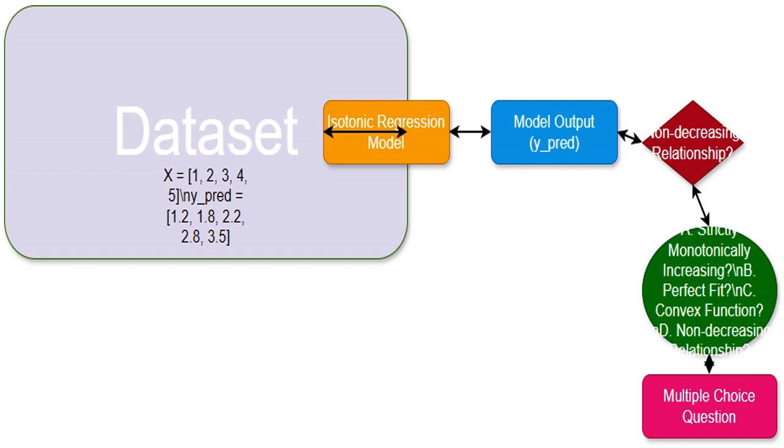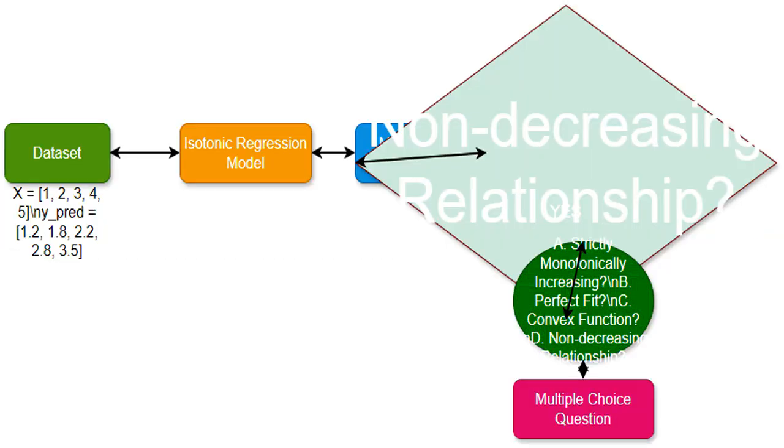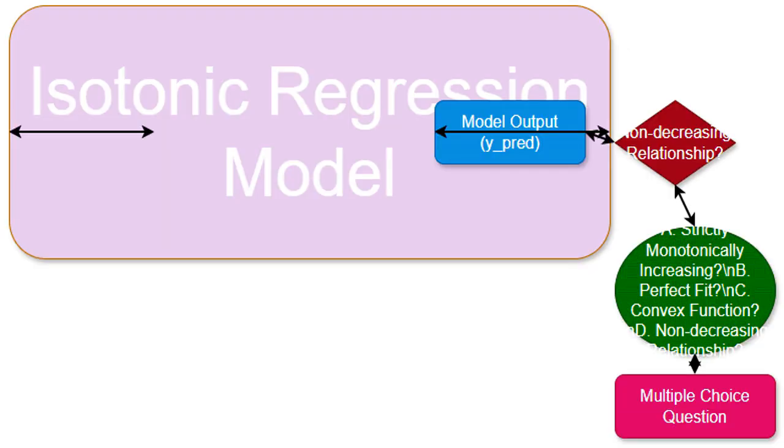Let's dive in. These are multiple choice options. I need to determine which statements are true about the isotonic regression model and its output based on the provided data. Each option tests a specific property of the model. The key question is whether the relationship between input x and predicted output y_pred is non-decreasing. In simpler terms, does y_pred always increase or stay the same as x increases?